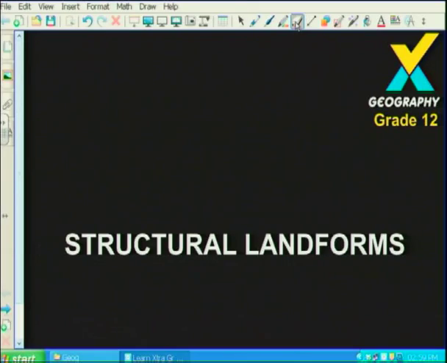Today we will be looking at part 3 of geomorphology, which focuses on our structural landforms, which is a relatively simple section of the geomorphology work. We will be going through a bit of theory work, what's important to understand and the most important concepts, and following that we will be doing a whole set of questions and answers and how you should attempt to answer these questions for the final exam.